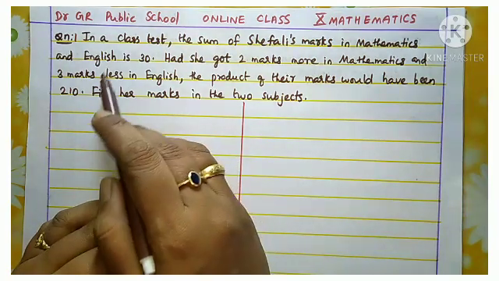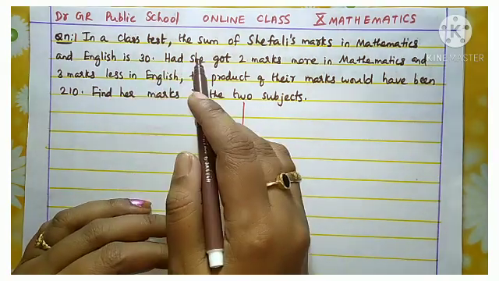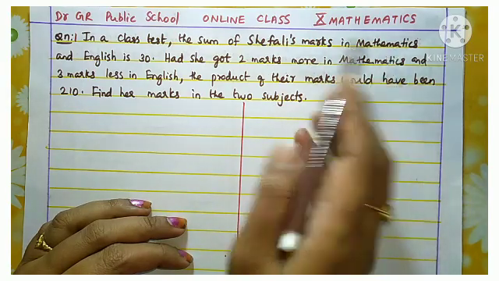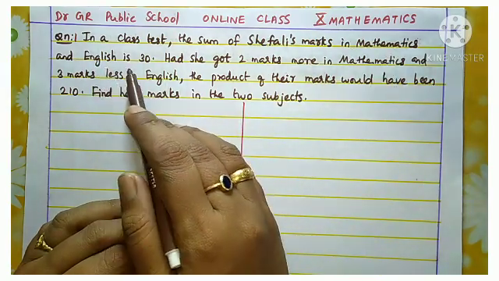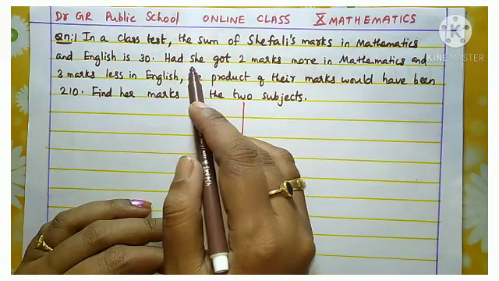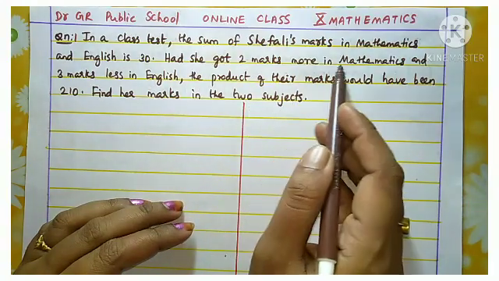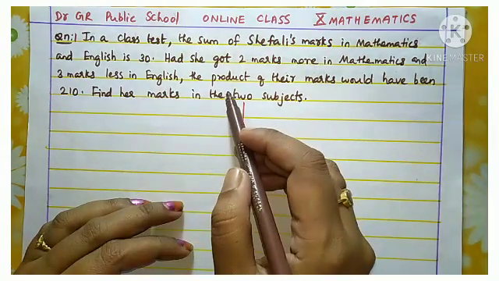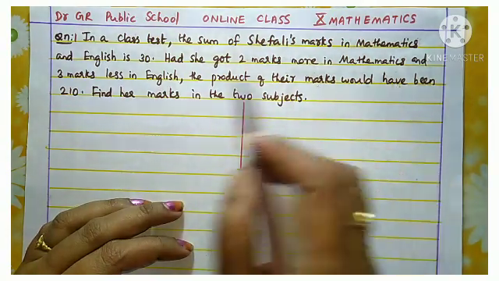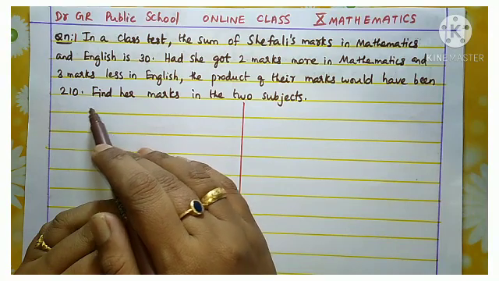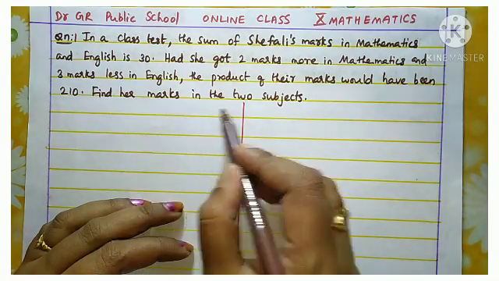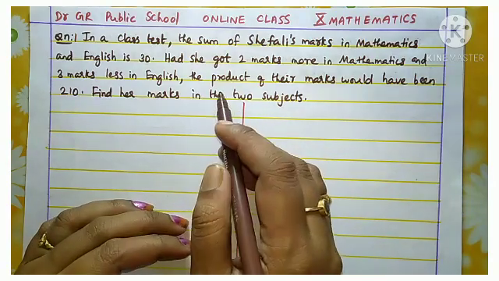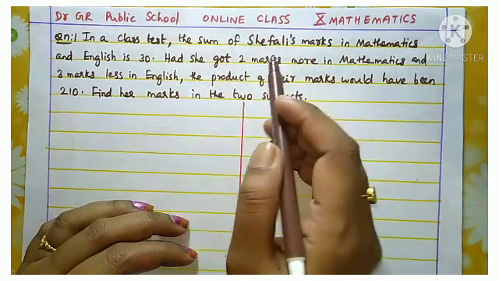First problem. In a class test, the sum of Shefali's marks in mathematics and English is 30. Had she got 2 marks more in mathematics and 3 marks less in English, the product of their marks would have been 210. Find her marks in the 2 subjects. You understood, children? Yes, let me explain once more.